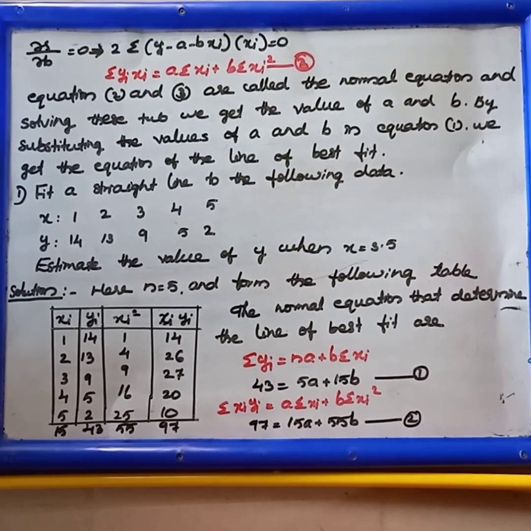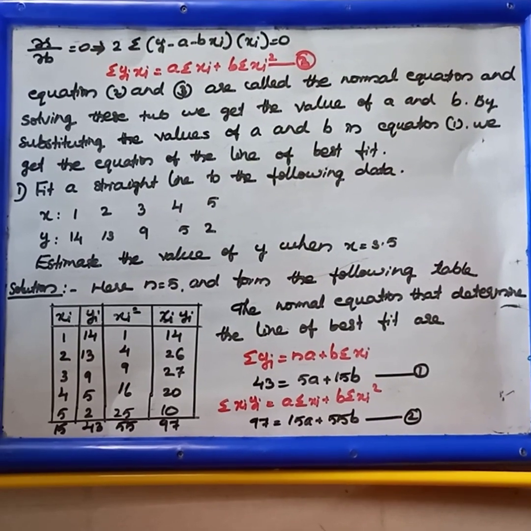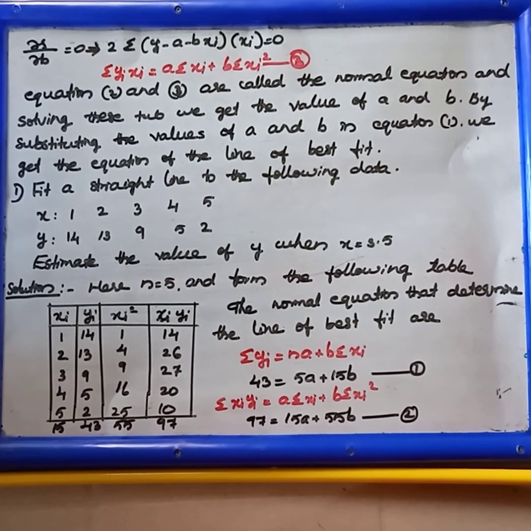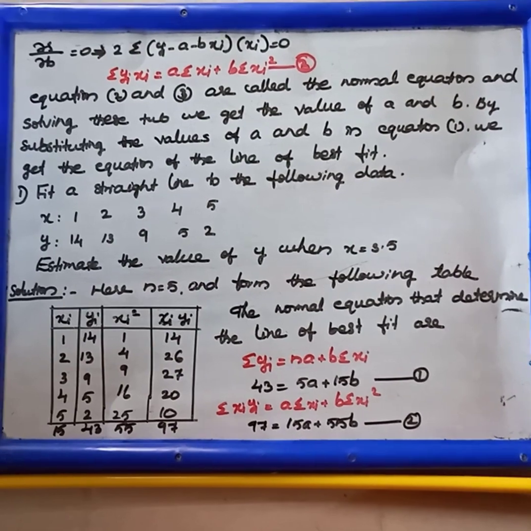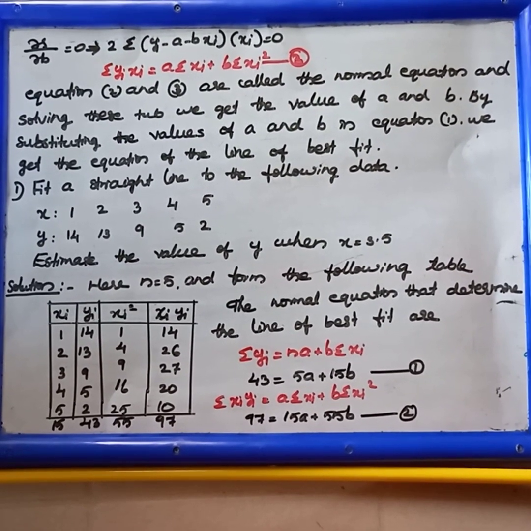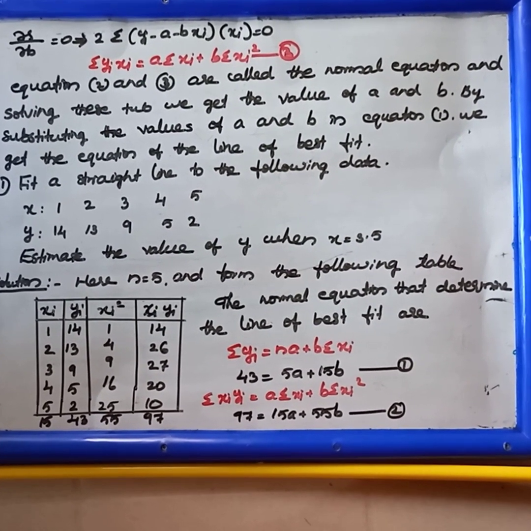Then equations 2 and 3 are called the normal equations, and solving these two we get the values of a and b. By substituting these values of a and b in equation 1, we get the equation of the line of best fit.